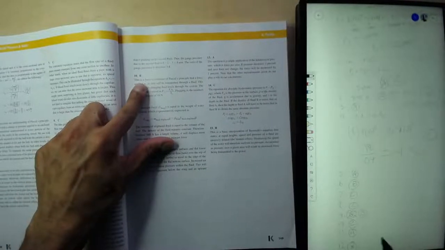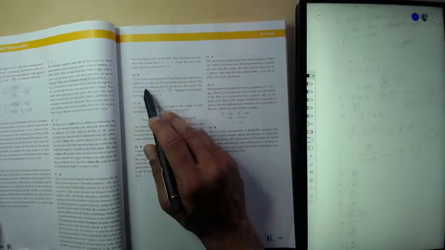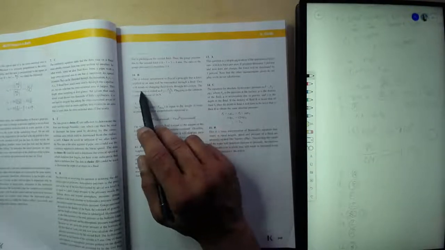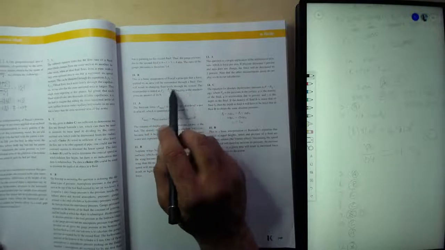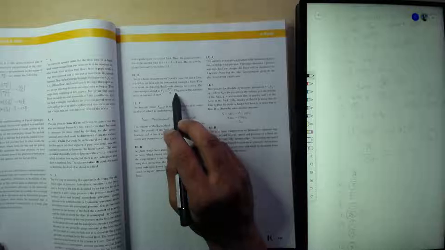B. I said C. This is a basic restatement of Pascal's principle, that a force applied to an area will be transmitted through a fluid. This will result in changing fluid levels through the system. The relationship is stated as F2 equals F1 A2 over A1. Plugging in the numbers gives an answer of 16 newtons.